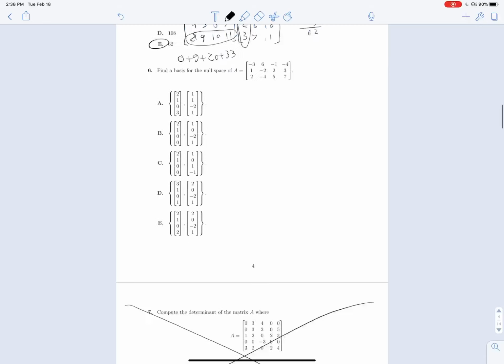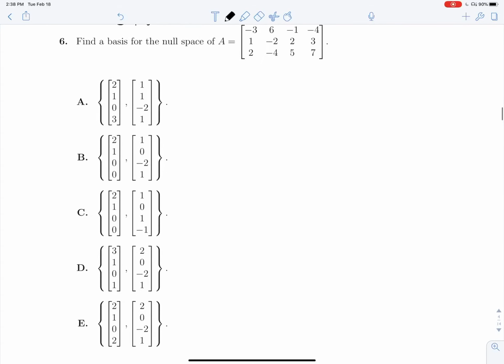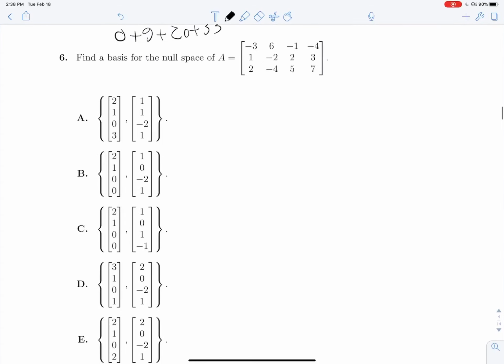Okay, just checking the other ones I forgot to. Question 6, we're finding a basis for the null space of A. So the null space is just going to be the solutions to AX equals 0, or the augmented matrix negative 3, 6, negative 1, negative 4, 0, 1, negative 2, 2, 3, 0, 2, negative 4, 5, 7, 0.